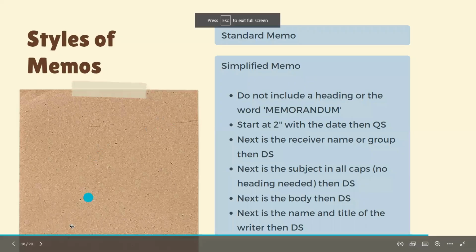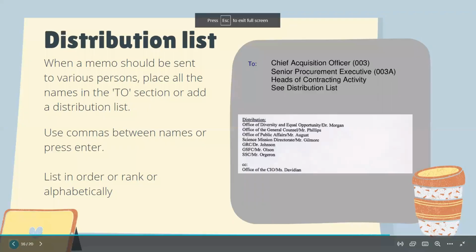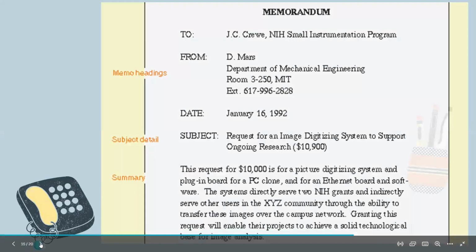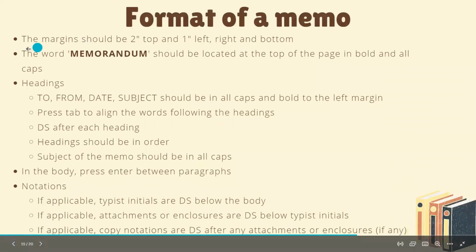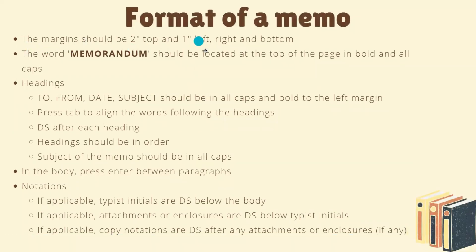And so just to go back to our presentation here, just as a recap, a great recap, the format for memos. When we talk about memos, margins normally are 2 inches top, 1 inch left, right, and bottom, unless they tell you otherwise. Standard memos have the word memorandum at the top, center, and bold. They also have headings to, from, date, and subject in all caps, bold, and to the left margin. We have to tab to align the words. We double space after each heading. Headings should be in that same order, and the subject should be in all caps.